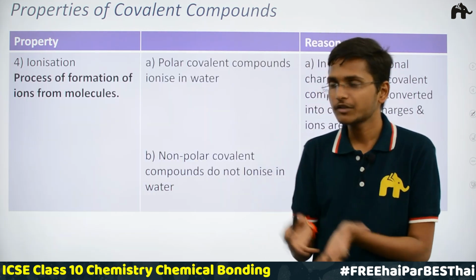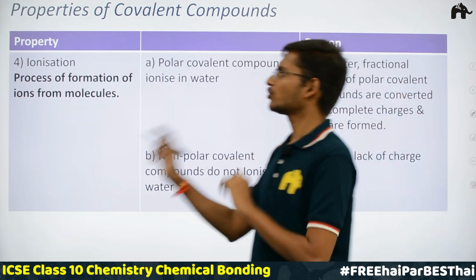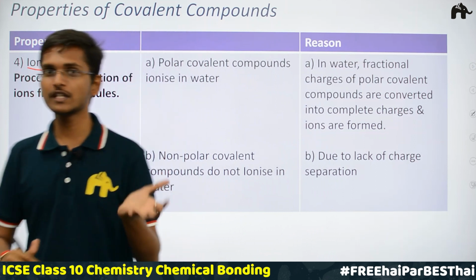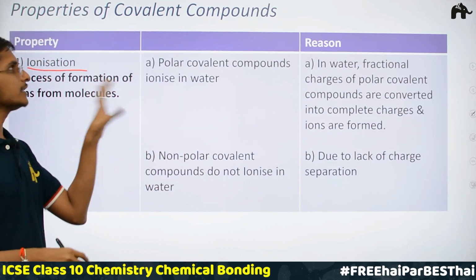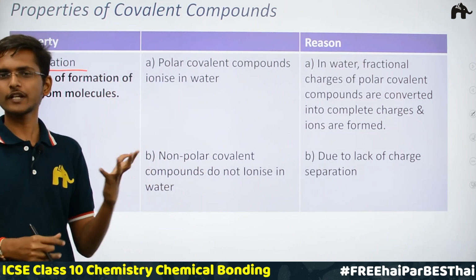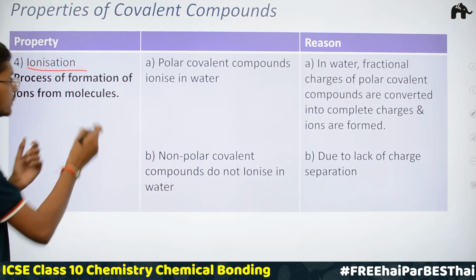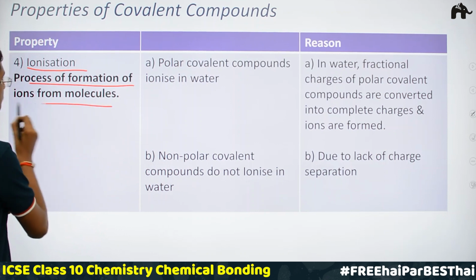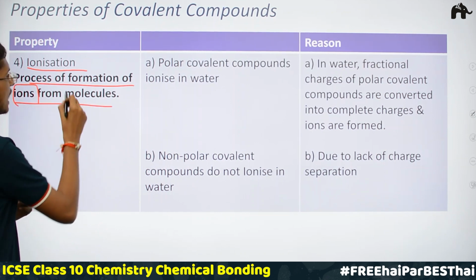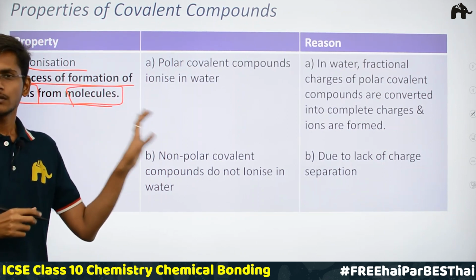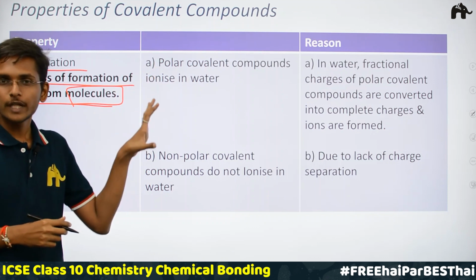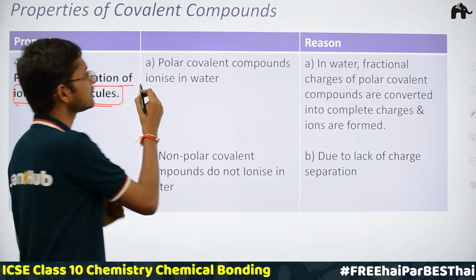Now moving ahead to the next property, ionization. We have seen dissociation in ionic compounds. Here covalent compounds show ionization. What actually is ionization? It's very simple: formation of ions from molecules. Now, polar covalent compounds ionize in water.